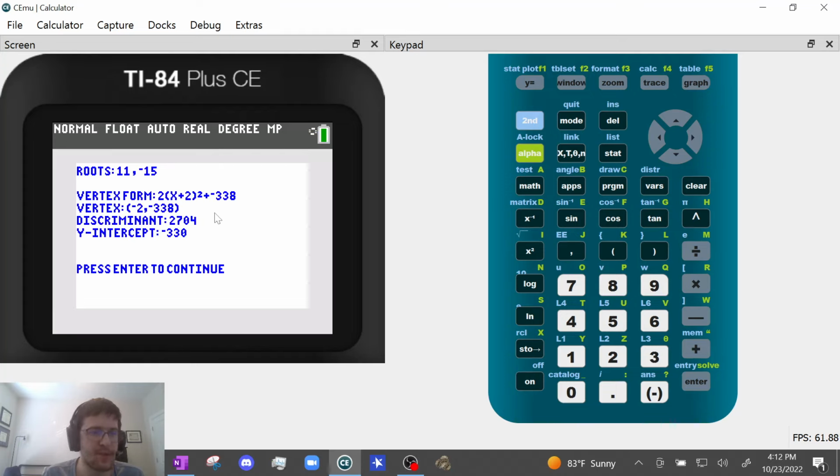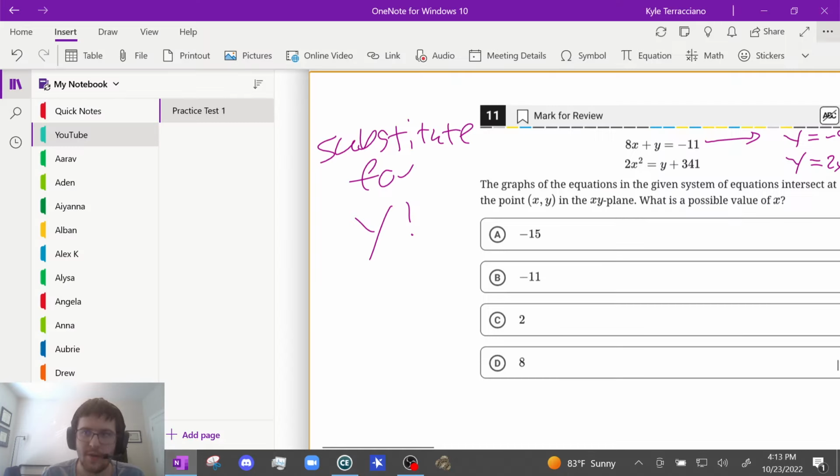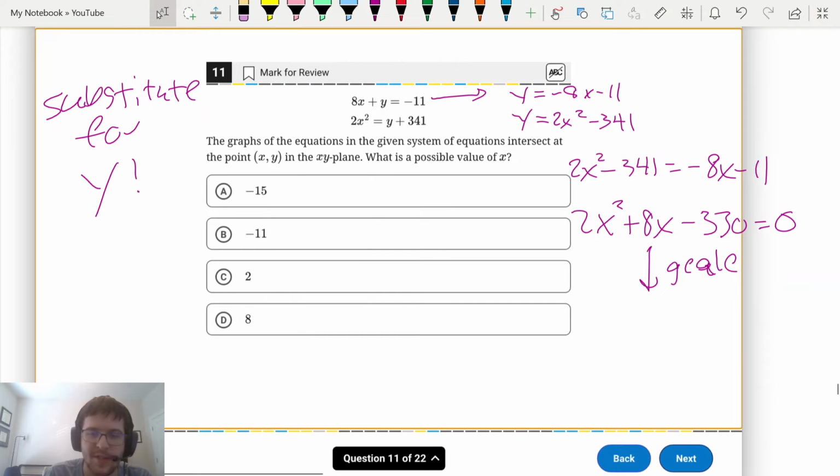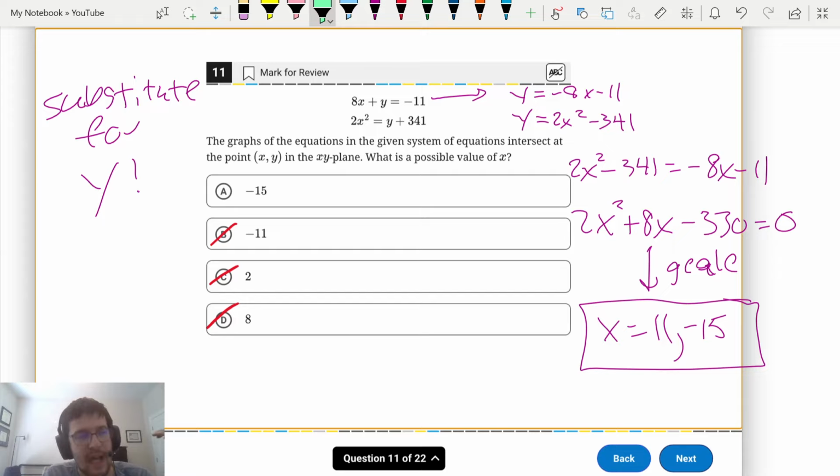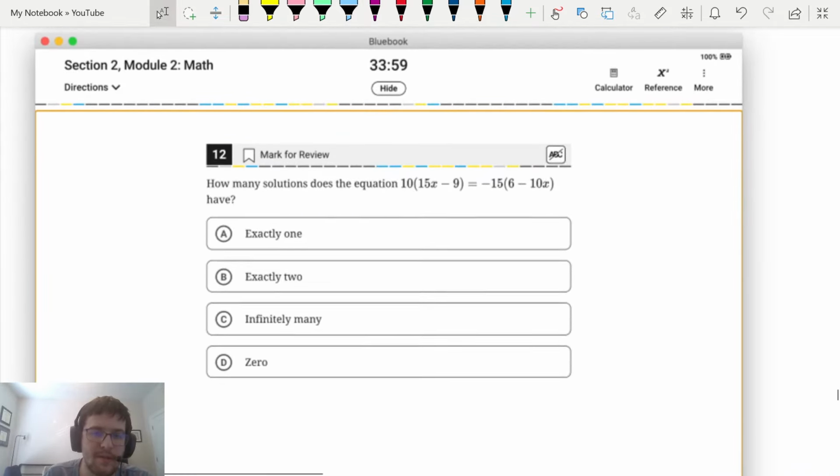So the roots, the solutions, are 11 and negative 15. All right. That made it much easier, didn't it? Okay, so this one's wrong, this one's wrong, this one's wrong. It must be negative 15. That's the only one. 11 would be an acceptable answer, but you see 11 is not one of the answer choices. So it must be negative 15. Great. Let's keep going.